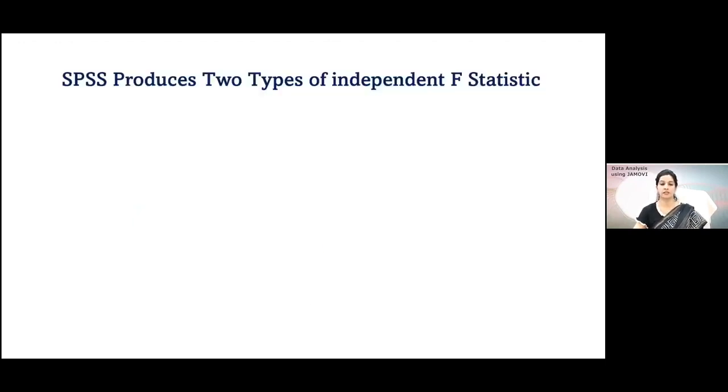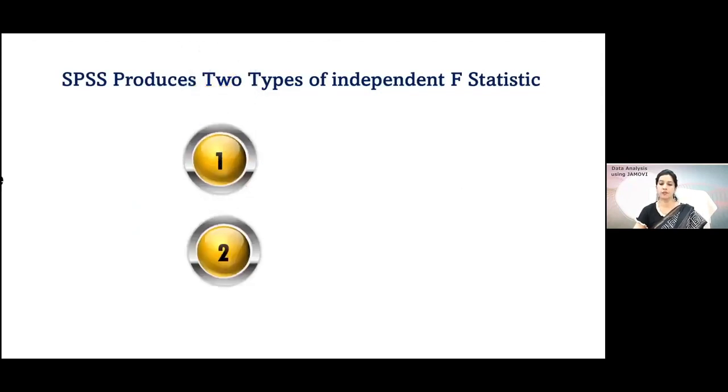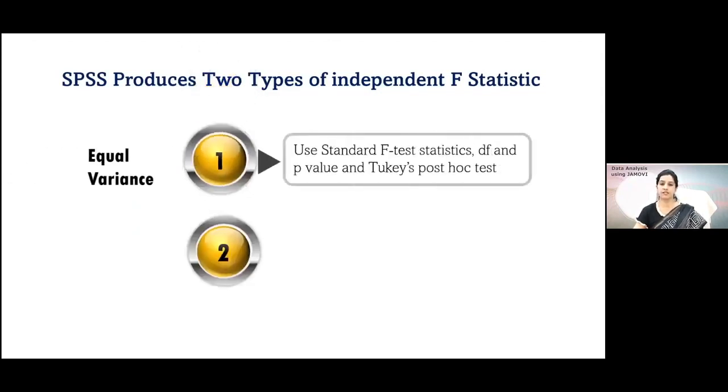So jamovi also produces two types of independent F statistics. If equal variances is assumed, then we use the standard F statistics, its degrees of freedom and the type of post hoc, because there are 3 groups. So you compare the values also, like between 1 and 2, 1 and 3 and 3 and 2. So you do the post hoc comparison. That's why the type of test which we have to apply matters, because there are various post hoc tests.